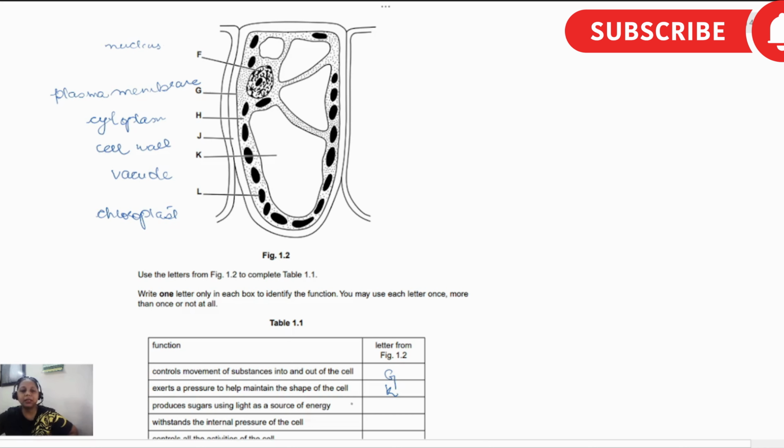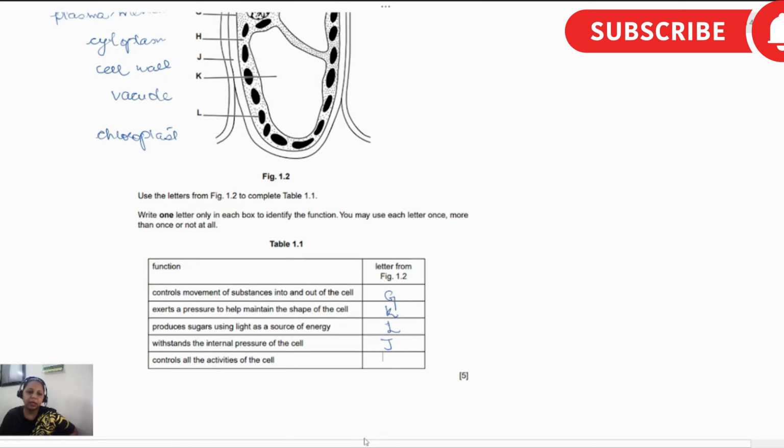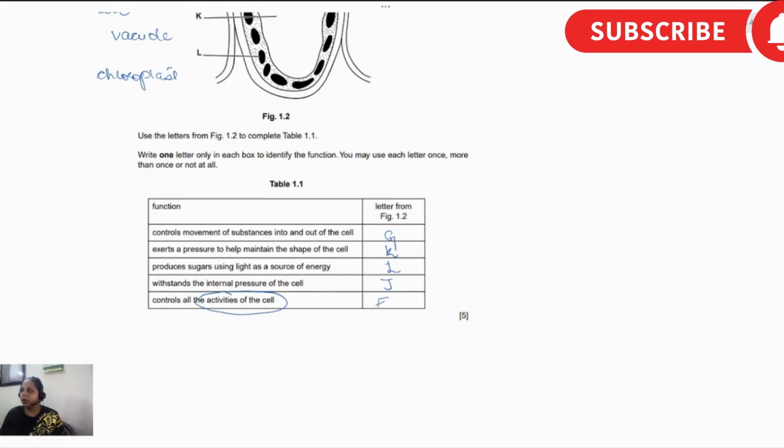Produces sugar using light as a source of energy. Chloroplast. That would be L. Withstands the internal pressure of the cell. Cell wall, J. And controls the activities of a cell. We have discussed this earlier in question number one. What controls the activities? The nucleus controls the activity of the cell. Okay, let's move to the next question.